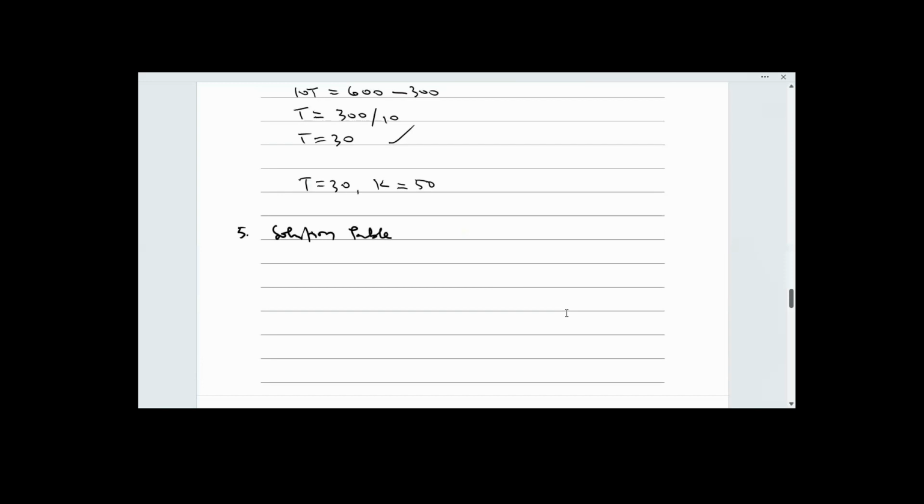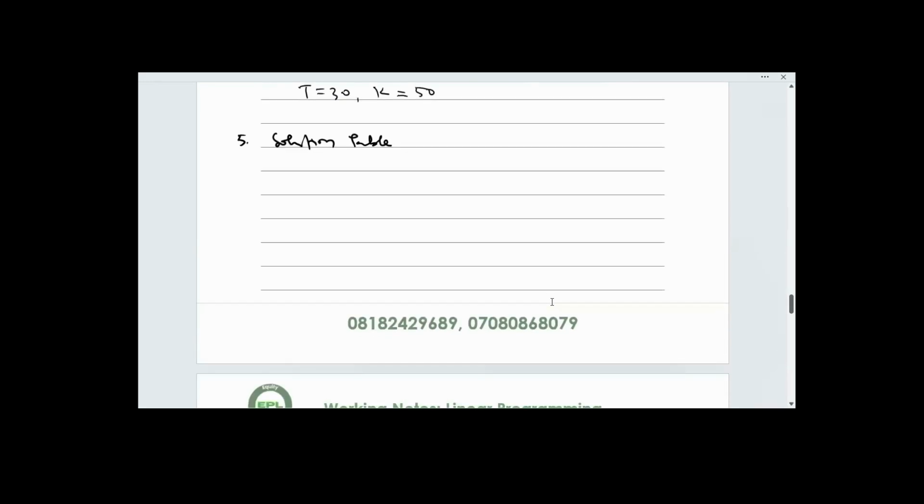In this solution table, like I said, this is where you are going to make the decision. So in this solution table, you are going to state your objective function. The objective function is to maximize contribution. Under this, we have a contribution of 100 naira for T plus 115 naira for K. Of course, we are going to have total.